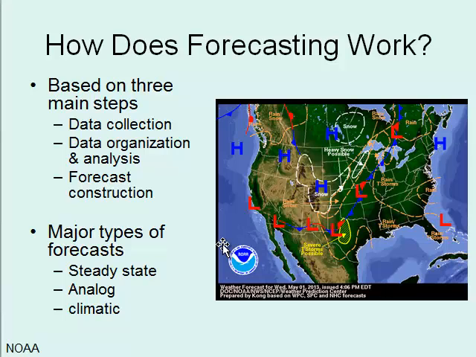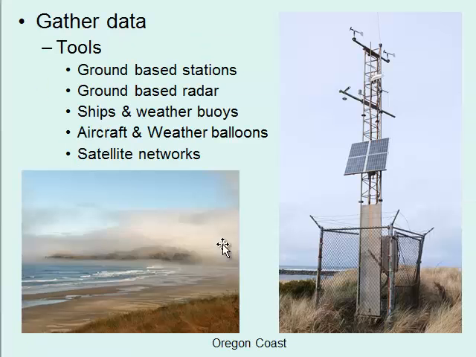So how does forecasting work? Well, it's based on 3 major steps: the collection of data from various sources and organizing that data for analysis, and then constructing a forecast. And we'll talk about that forecast construction and these 3 main types of forecasts in video 3. So how do we gather data? Where does it come from? So the tools that are involved are ground-based stations. You can see these in a lot of locations. Ground-based radar, ships and weather buoys, aircraft, weather balloons, satellite networks. So we're going to walk through each of these.